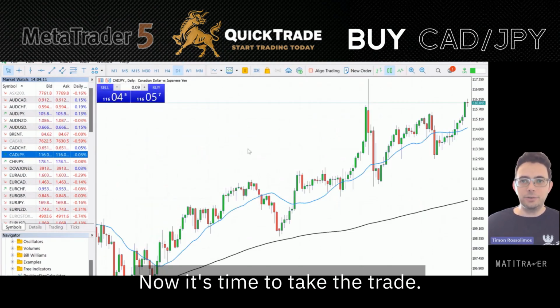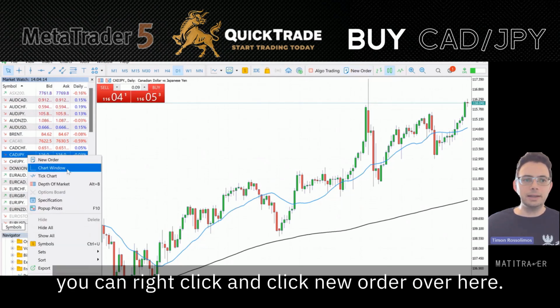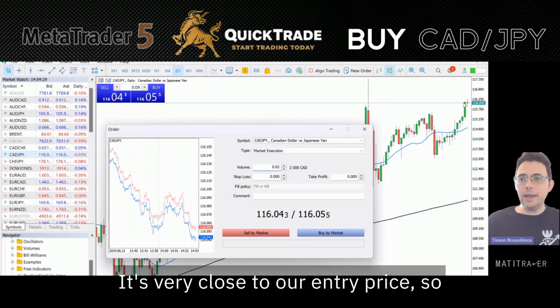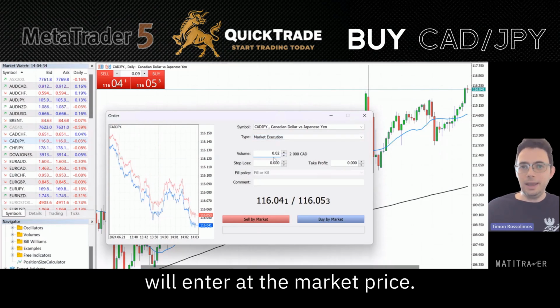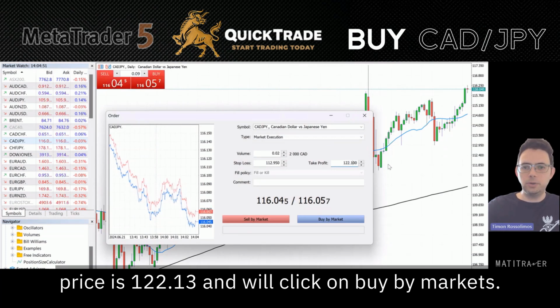Now it's time to take the trade. So either you can click on New Order over here, or you can right click and click New Order over here. The volume is 0.02. It's very close to our entry price, so we'll click on Market Execution, which means it will enter at the market price currently. The stop loss price is 112.95. The take profit price is 122.13. And we'll click on Buy Market.